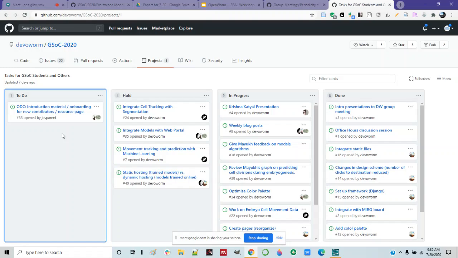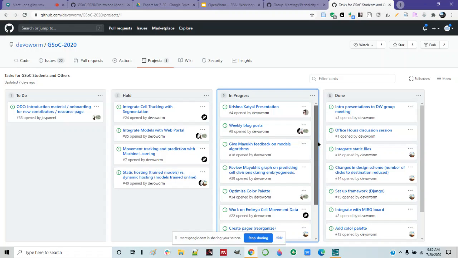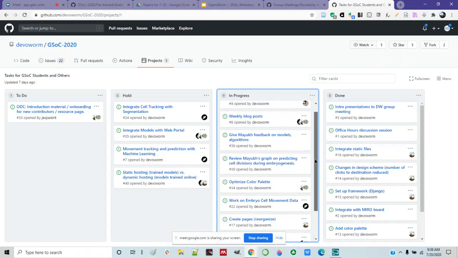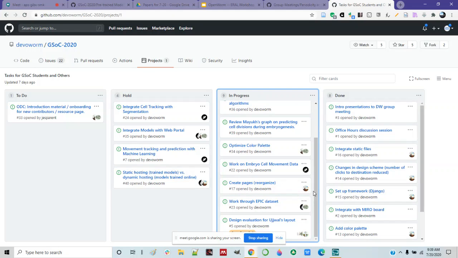Yeah, I think we can move that one to done. Review Mayukh's graph on predicting cell divisions during embryogenesis. I think we can move it, because we just reviewed it today, right? Yeah. Which issue was that? Review Mayukh's graph on predicting cell divisions. 39. Yeah, this one's done, right? Yeah. Alright. Optimize color palette. I think we're done with that. Yeah.